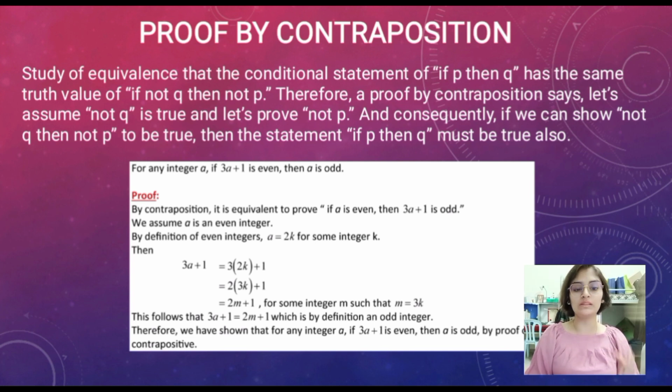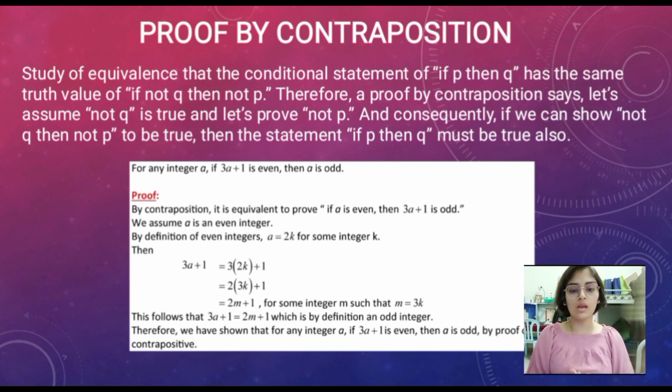Remember, we know from our study of equivalence that the conditional statement if P then Q has the same truth value as if not Q then not P. Therefore, a proof by contraposition says let us assume not Q is true and prove not P. Consequently, if we can show not Q then not P to be true, then the statement if P then Q must be true.